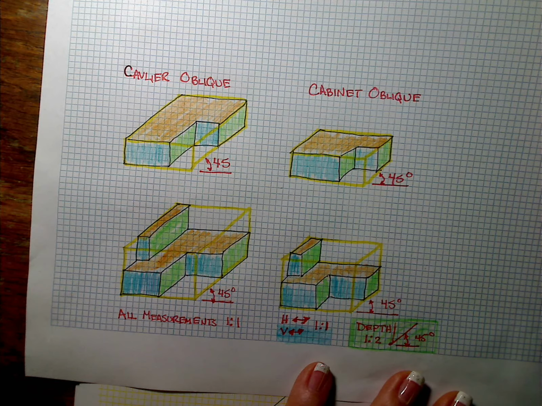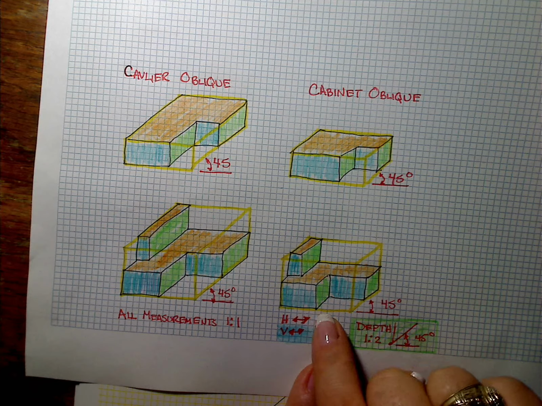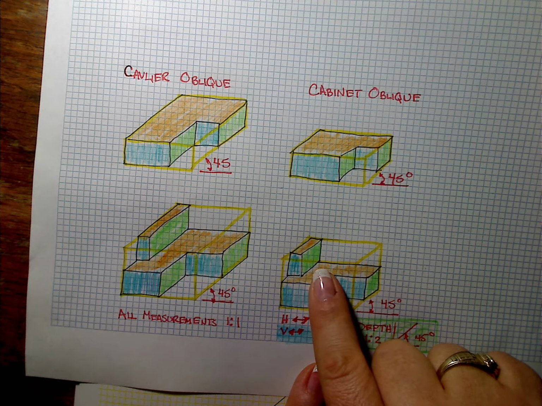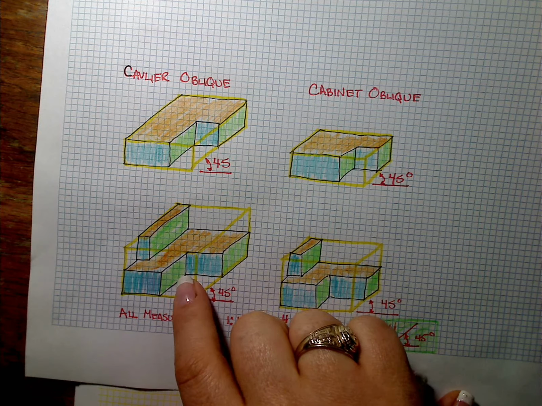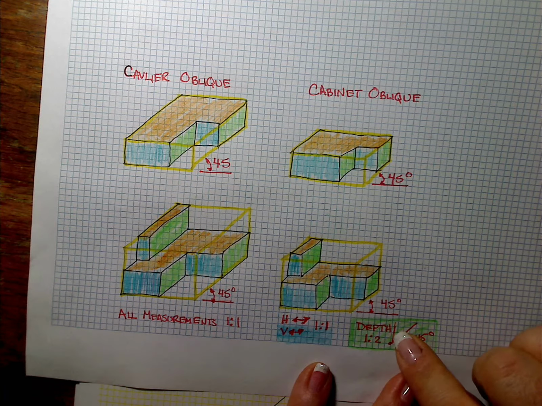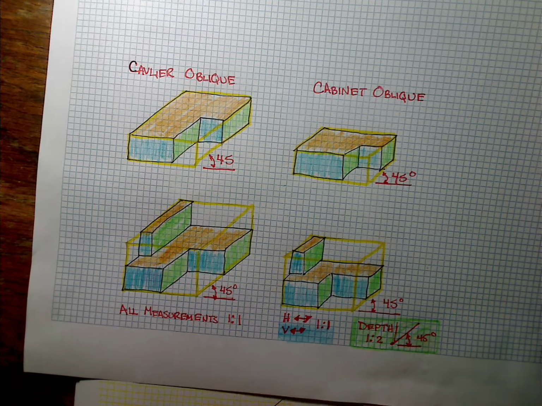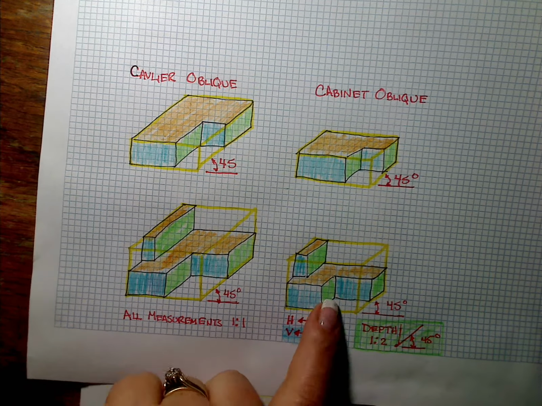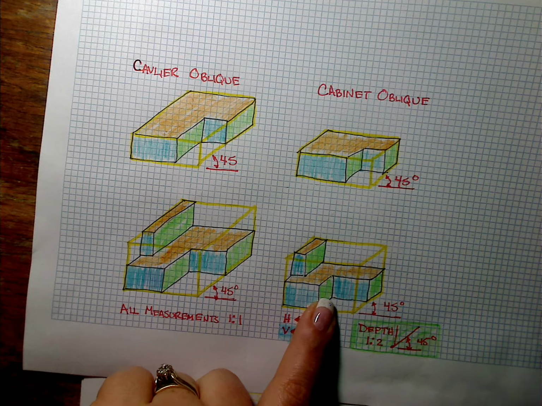So on a cabinet oblique, everything going horizontal and vertical, that means side to side and up and down, is going to be 1-to-1 normal, just like it is over here in this view. What changes is your depth. Anything on that 45, we half it, so that it looks more realistic. I'm not going to show you how to draw every one of them, but I'm going to show you how to draw a couple. So let's draw this one down here.